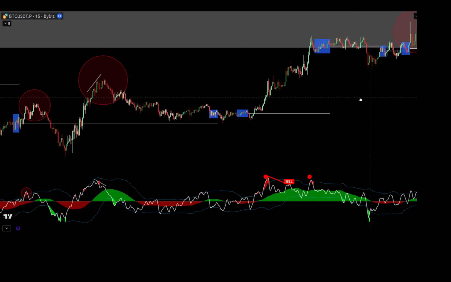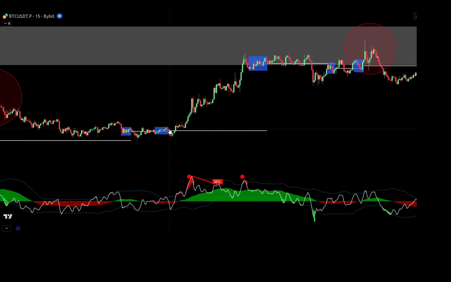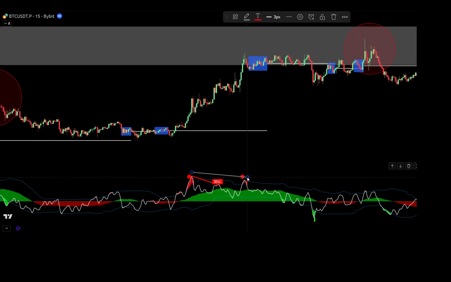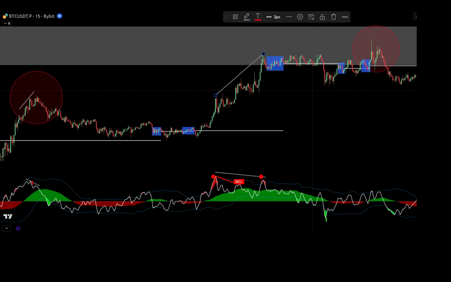If we keep going on to the next entry, this one over here, you can see price broke above and came into this 15-minute expansion leg all the way up here, and then we got a divergence on the oscillator. You can see oscillator is going down, price is going up. So this is a sign for us to start looking for our shorts.